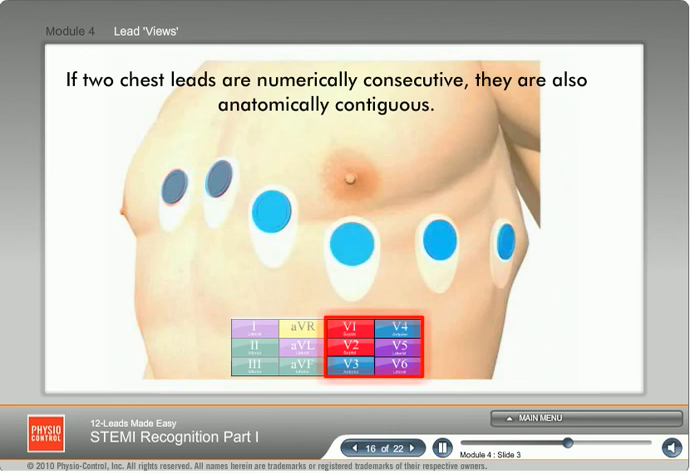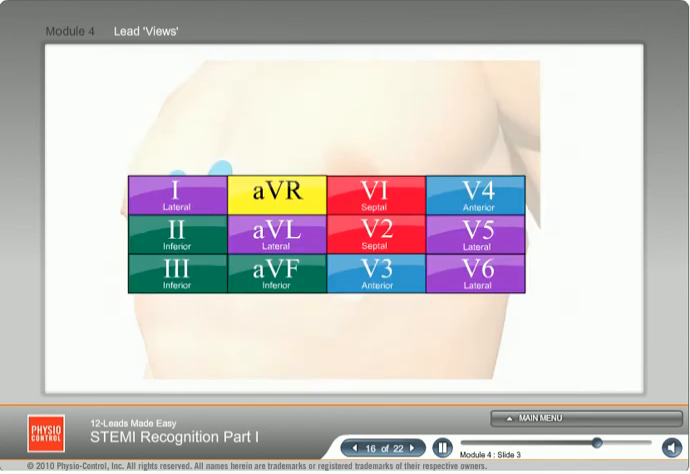See how the positive electrode for each chest lead neighbors the positive electrode for the next chest lead? Well, since the positive electrodes are adjoining on the chest, the tissue viewed by these leads is also adjoining, or anatomically contiguous. In other words, if two chest leads are numerically consecutive, they are also contiguous. Let's try this out.